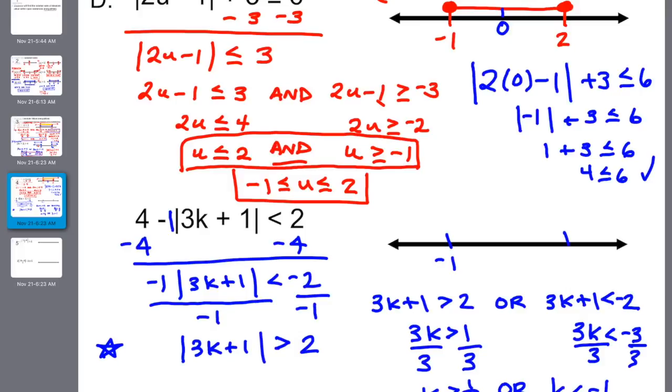Put our boundary points on the number line. There's negative 1. There is positive 1/3. It's supposed to be greater than 1/3, so we're talking about an open circle to the right. K is less than negative 1, we've got an open circle going to the left. Because it's a disjunction, we don't have to worry about finding the intersection of the graphs because we're talking about the union. So what we're going to end up with here is k is greater than 1/3 or k is less than negative 1.